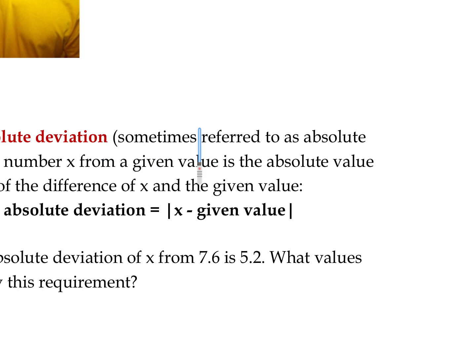So the way we calculate absolute deviation, the amount we're allowed to be away from our goal, is equal to the absolute value of x minus the given value. The value we want to have, the target. The given value would also be considered the target or the goal that we're looking for. So in this case, we want to find the values of x where the absolute deviation of x from 7.6 is 5.2.